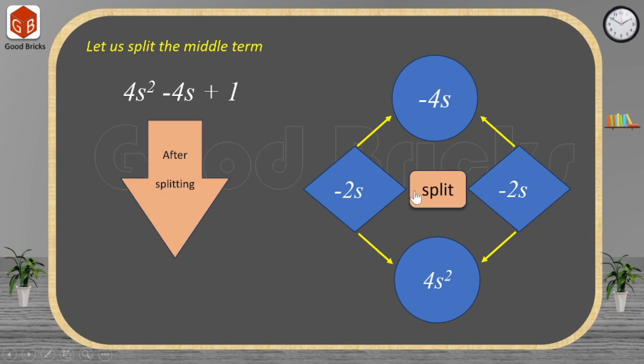So now after splitting, if you look at this, we can express this given polynomial as shown here on the screen. So 4s square minus 2s minus 2s plus 1 is the polynomial after splitting. Now our next step is we need to do factorization and find the zeros.